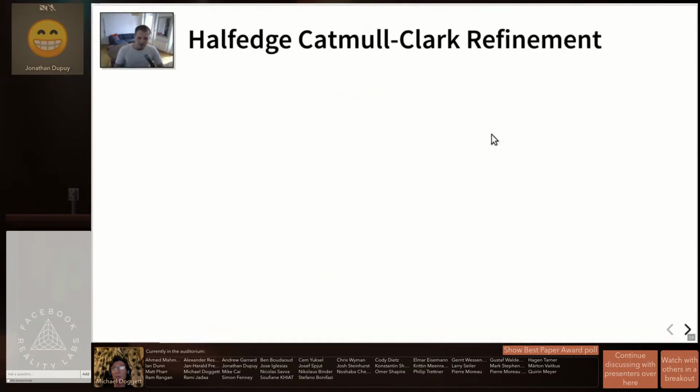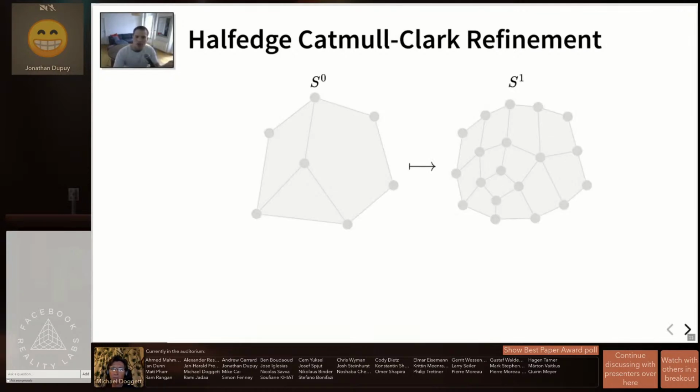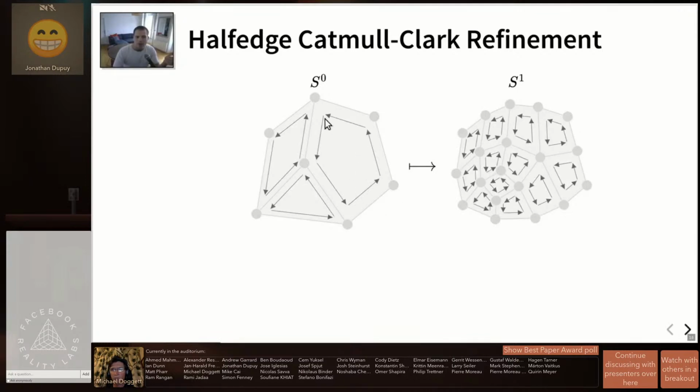So how did we do this in the first place? Rather than pre-processing the input mesh like OpenSubdiv does, we just had a look at the original Catmull-Clark refinement rule. That produces these quads that get smaller and smaller and produce a smoother surface. And what we did very simply was to add a bunch of arrows that actually denote half edges. So they're an additional geometric entity that we considered for this project.